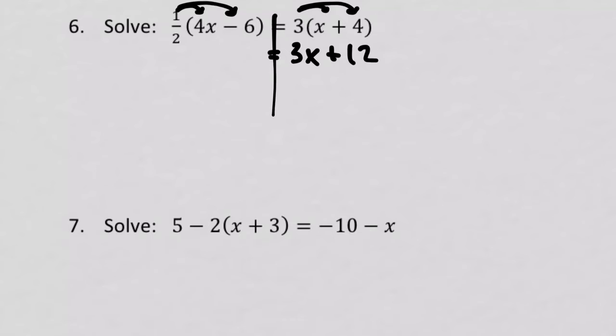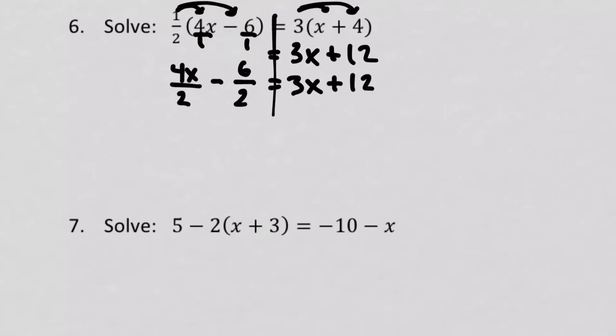On the left side, 1/2 times 4x. Think of this as a fraction. So 1/2 times 4 over 1. 1 times 4 is 4. So 4x over 2 times 1. Right here, 2 times 1 is 2. Minus, because it's positive 1/2 times negative 6 over 1. So minus, once again, 1 times 6 is 6, and 2 times 1 is 2. So 6 over 2. Equals 3x plus 12.